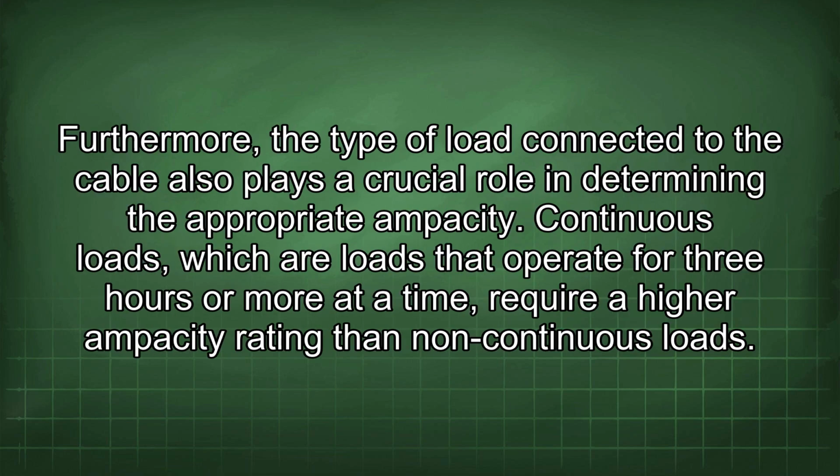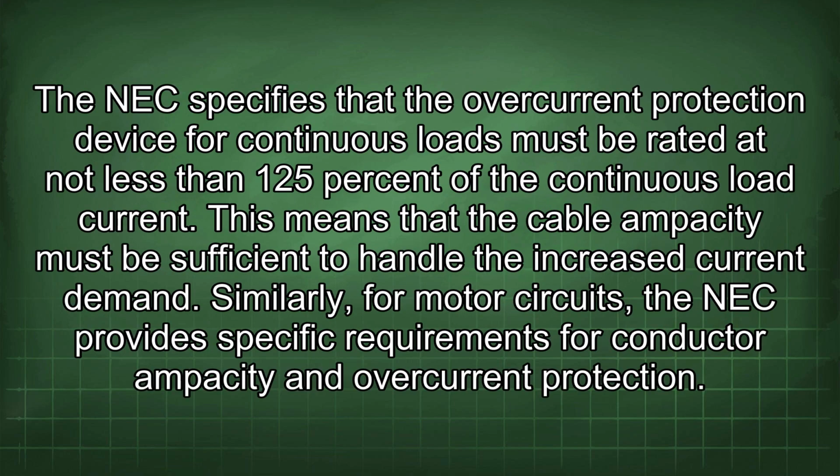Furthermore, the type of load connected to the cable also plays a crucial role in determining the appropriate ampacity. Continuous loads, which are loads that operate for 3 hours or more at a time, require a higher ampacity rating than non-continuous loads. The NEC specifies that the overcurrent protection device for continuous loads must be rated at not less than 125% of the continuous load current. This means that the cable ampacity must be sufficient to handle the increased current demand.